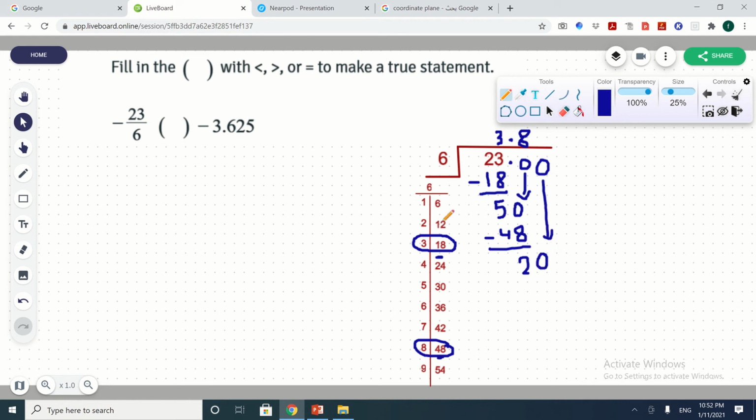20, where does it fall here? 20 it's here, and also we will take this number. How many 6 in 20? We have 3. 3 multiplied by 6 gives us 18. Subtract, gives us 2. We will add another 0.